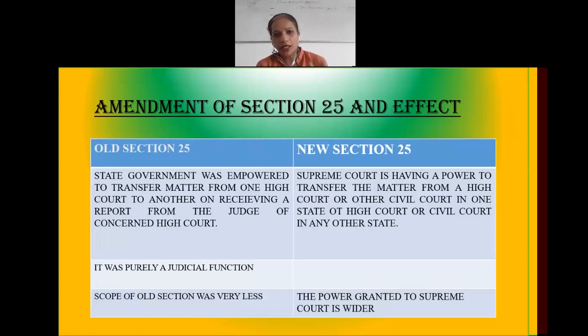If we look at the newly amended part, the amendment carried out in section 25, we will find that the power granted to the Supreme Court is wider in comparison to the state government, so far as this particular transfer of the suit from one high court to the other high court is concerned. Here the Supreme Court has been given a power and the state government power has been withdrawn.